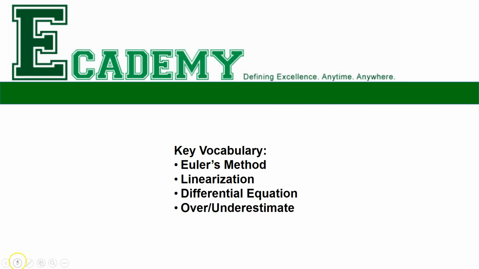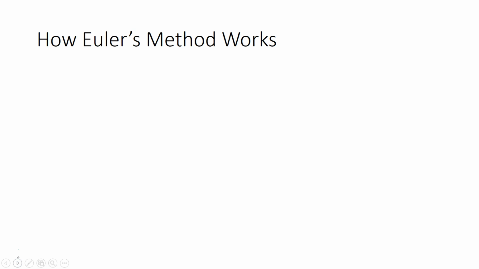So let's see what's going on. So vocabulary: Euler's method, linearization, differential equation, and over-under estimate. These are really important things. So how Euler's method works. So we have some differential equation, dy dx is equal to something.